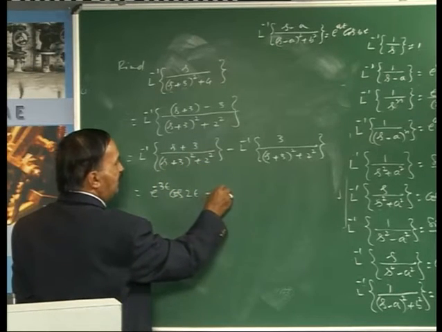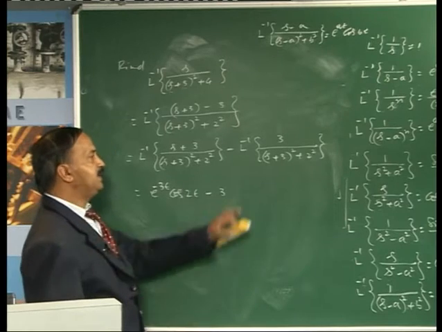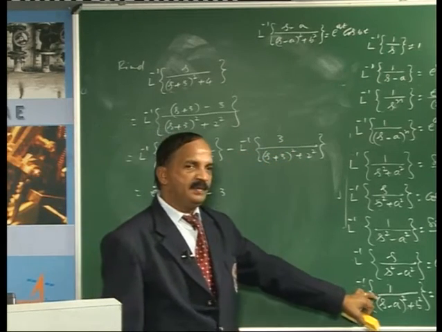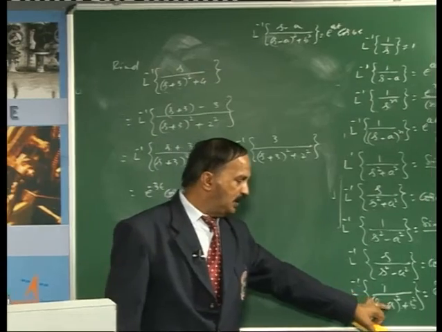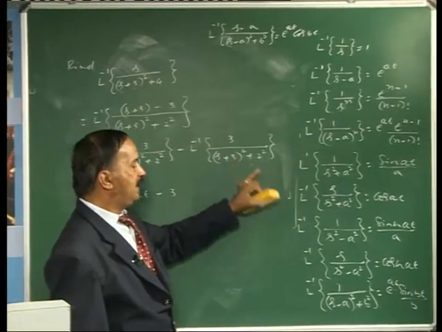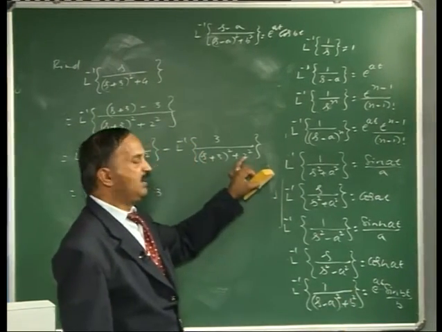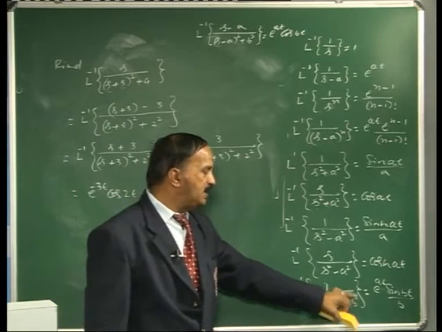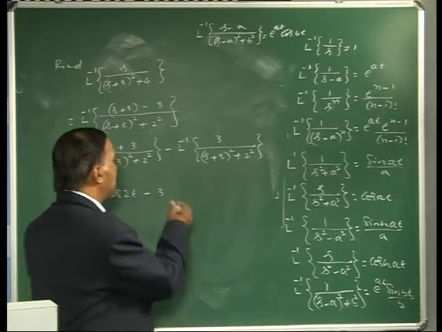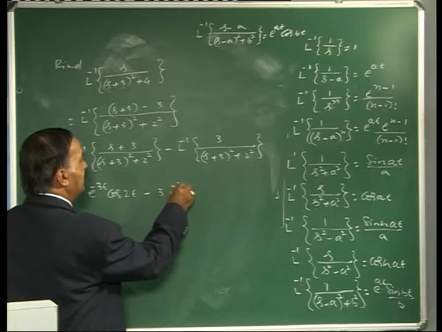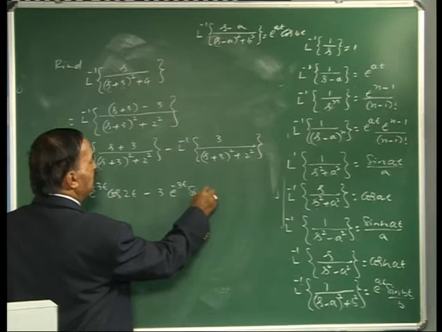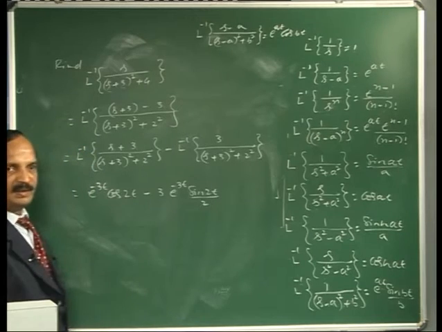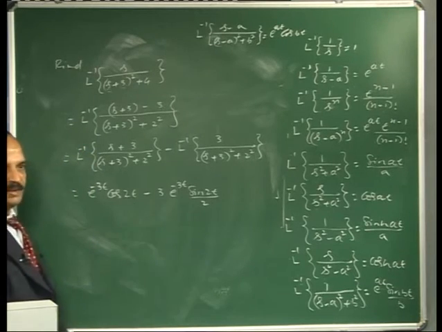And here you take the 3 outside. Then this becomes L inverse of 1 by (s minus a) whole square plus b square form. Use this formula. Put a is equal to minus 3 and b is equal to 2, you will get the required answer. So the answer is e to the power of minus 3t into cos 2t minus 3 e to the power of minus 3t into sin 2t divided by 2. Just put b equal to 2, you will get the answer. So this is the answer.